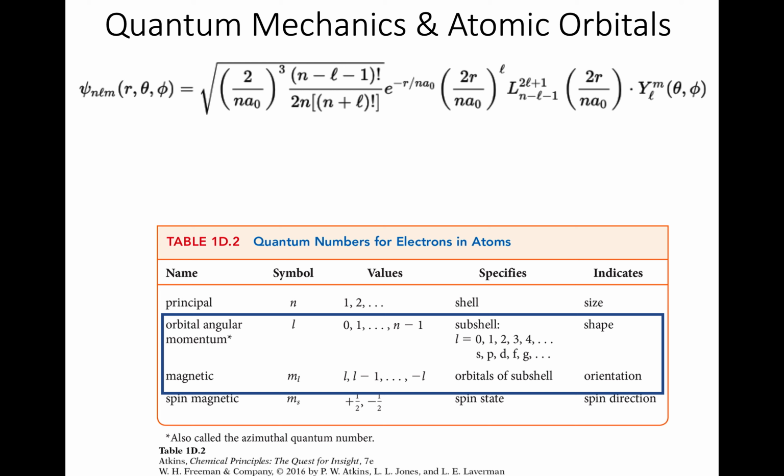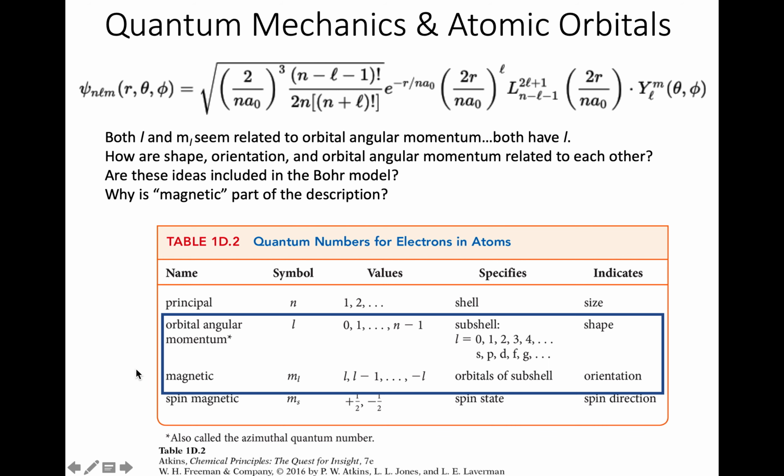Moving from the principal quantum number to l and m sub l, if we look at the relationships, a few questions come to mind. Both l and m sub l seem related to the orbital angular momentum because they both have l after all. And if they're both related to the orbital angular momentum, how are shape and orientation related to each other and to the orbital angular momentum? We can ask, are these ideas also included within the Bohr model? And why is magnetic part of the description? All of these are questions that I've seen students raise before. So let's begin to investigate that.